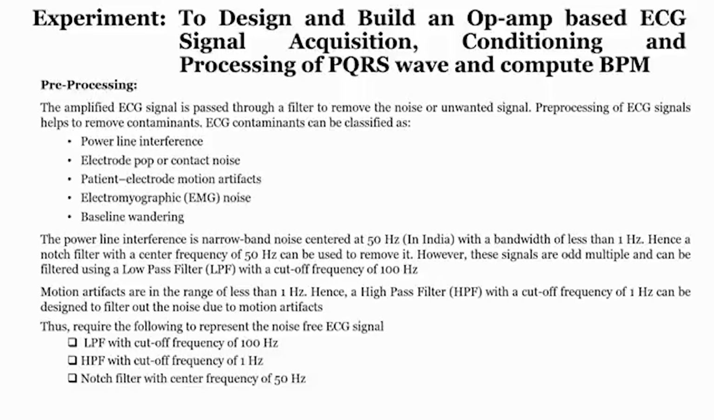We have already seen one noise, which is power line interference. In order to remove the power line interference, we have to do notch filtering at 50 hertz and low pass filtering with a value of 100 hertz. So, the odd multiples of 50 hertz can be completely removed. The other one is contact noise. This contact noise, as well as the baseline wandering, EMG noise, and the patient's electrode motion artifacts, can be removed by passing through a high pass filter.